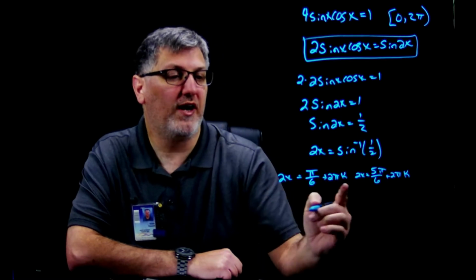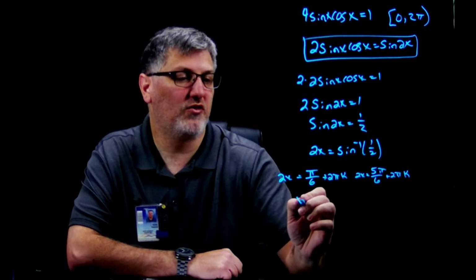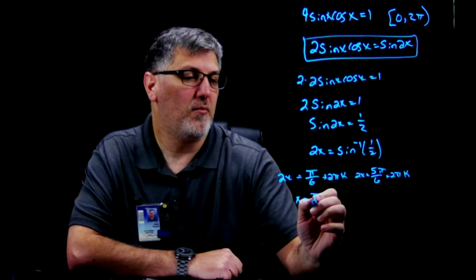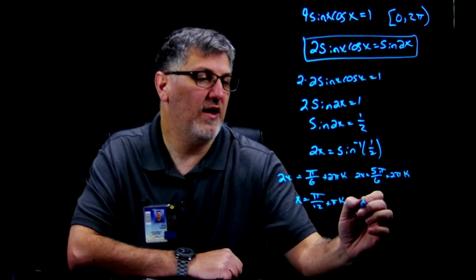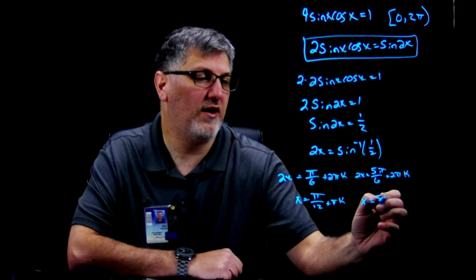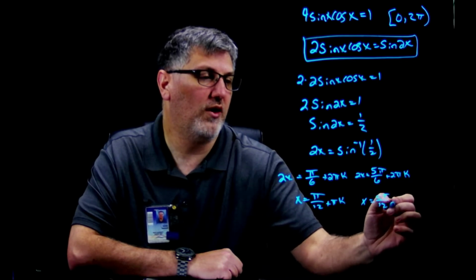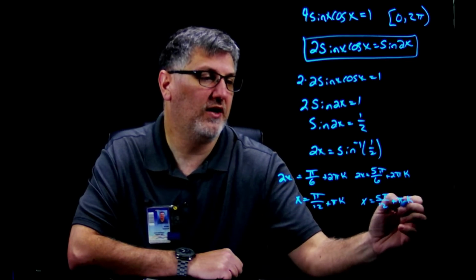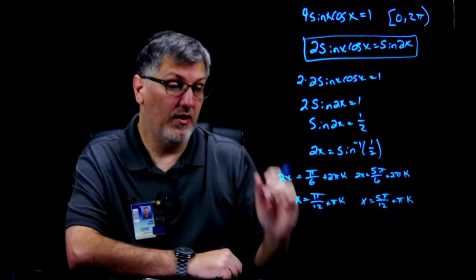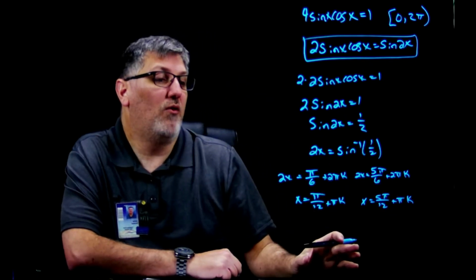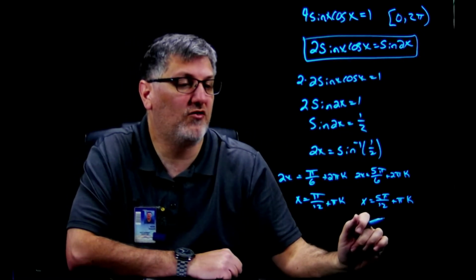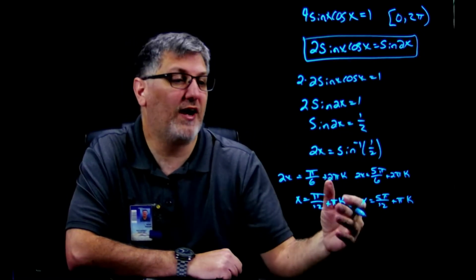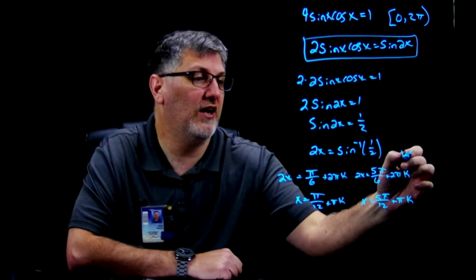So to solve for x, I'm going to divide everything by 2, and I'm going to say x equals pi over 12 plus pi k, and then here x equals 5 pi over 12 plus pi k, because I divide everything by 2. Now I have formulas that I can use to actually find my answers. I'm going to use the fact that k is an element of the integers.